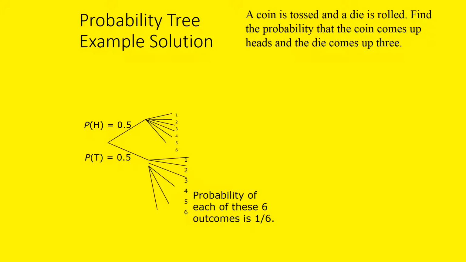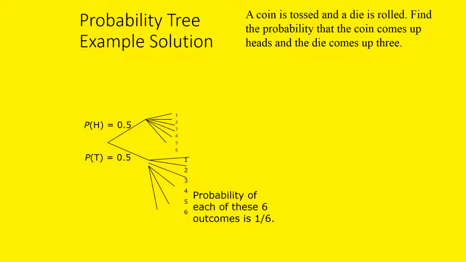So here's the situation. A new example. A coin is tossed and a die is rolled. So you've got the coin, maybe a quarter, and then a die, a number cube, is rolled. Find the probability that the coin comes up heads and the die comes up 3.